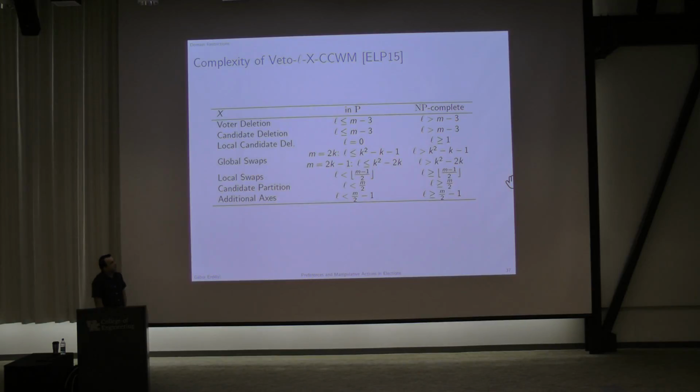Now here comes the nice result. And this is the one we presented at last year's ADT conference here in Lexington. It is the complexity of constructive coalitional weighted manipulation in veto elections. Veto elections are elections, a voting rule, where each voter gives 1 point to each of the candidates and 0 points to his least preferred candidate, so this is voting by vetoing a candidate.